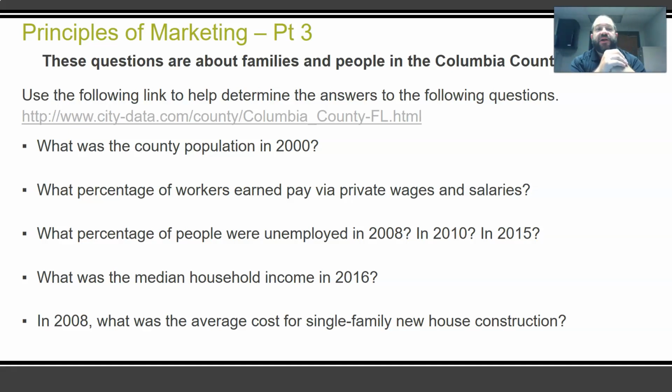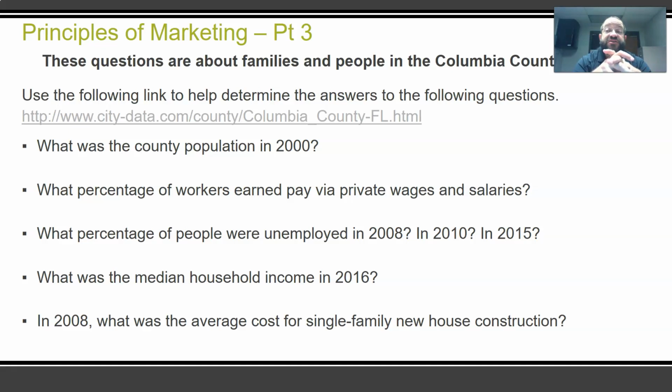Our assignment here is to do some market research, specifically in regards to Columbia County. So you're going to copy this link found right here, okay? And when you copy the link, you're going to go to it and try to find this information. And this information is still available on this website, all right? Some of it's at the top, some of it's in the middle, some of it's at the bottom. And this represents the type of market research that might be looked at.